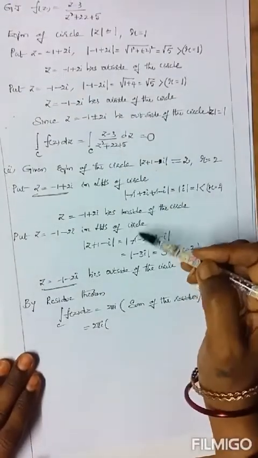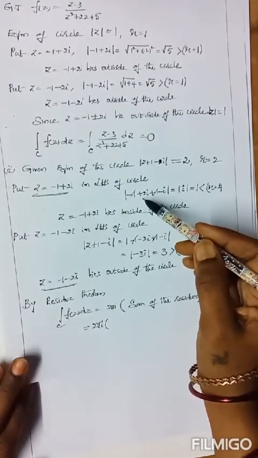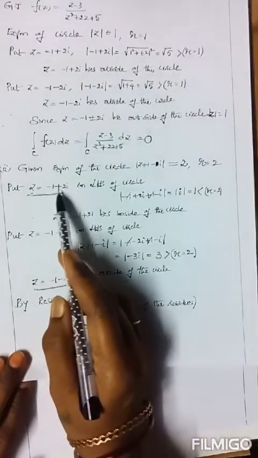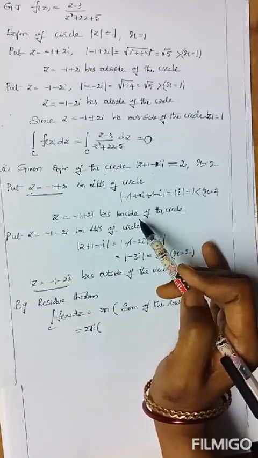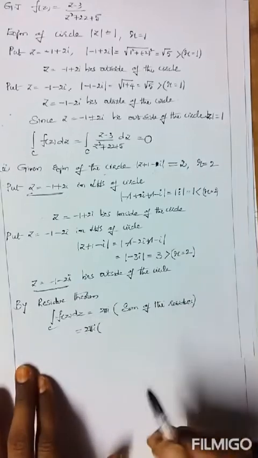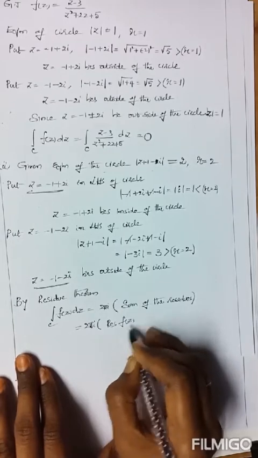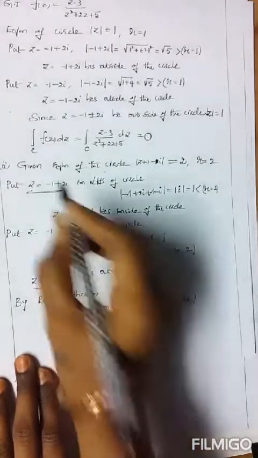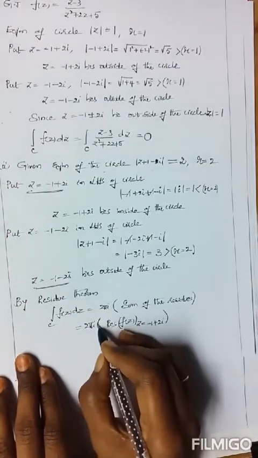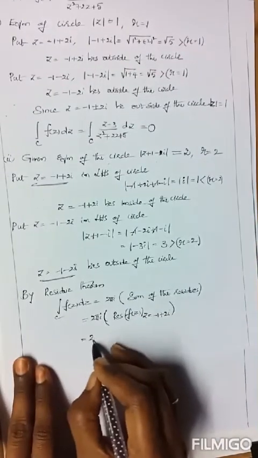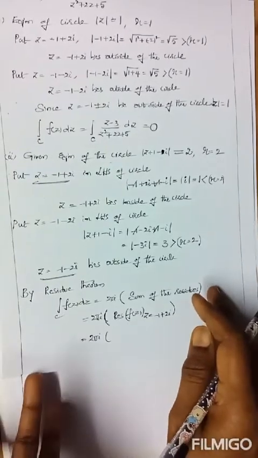We had two poles. Out of two poles, only one pole lies inside of the circle. For that one only we have to choose the corresponding residue. Since minus 1 plus 2i lies inside of the circle, its residue only we have to consider according to the residue theorem statement. So here we have to take the residue of f(z) at z equals minus 1 plus 2i only. Only one residue satisfies the condition. 2 pi i times the residue of this point, which we cleared before.